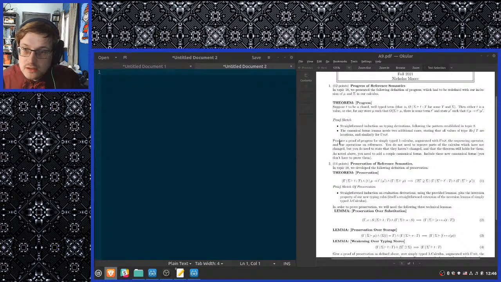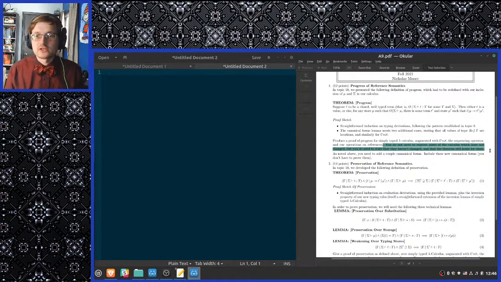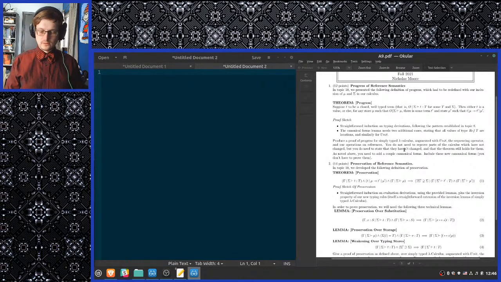It says you do not need to reprove parts of the calculus which have not changed, but you do need to state that they haven't changed and that the theorem still holds for them. So, for the parts of the calculus aside from the additions that we're making with reference semantics, progress still holds for them. So there you go.